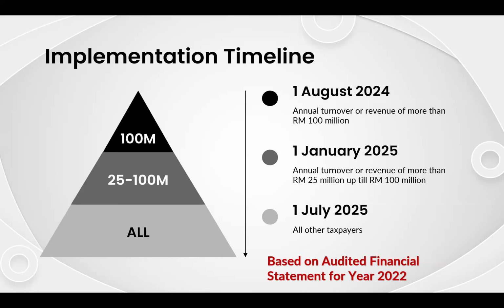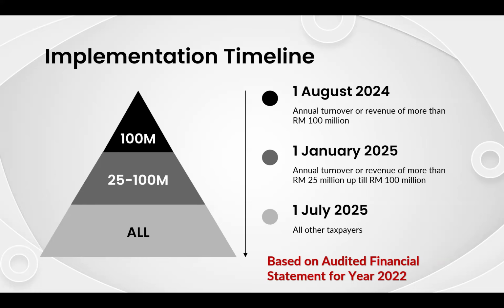So how do we determine whether we are in the first phase, second phase, or third phase? It will be based on your audited financial statement for year 2022. Okay? Look back at your financial statement for year 2022. If it is between 25 million and 100 million, then you are second phase. If you are above 100 million, you are first phase. If you are less than 25 million, you will be the last phase, which is 1st July 2025.